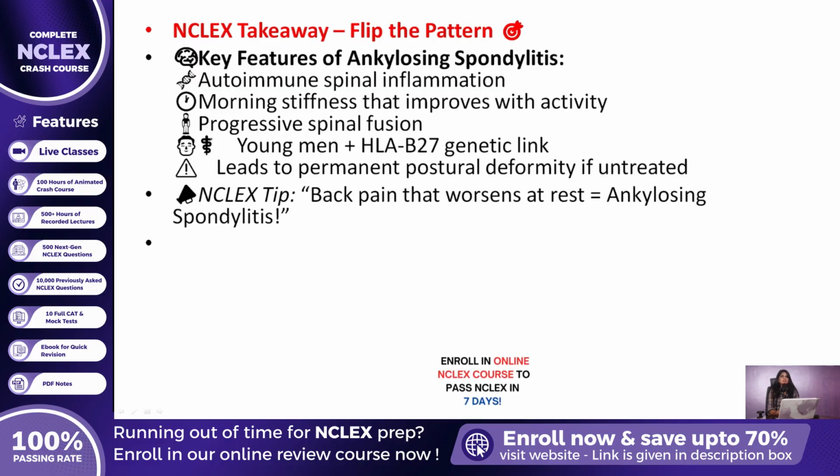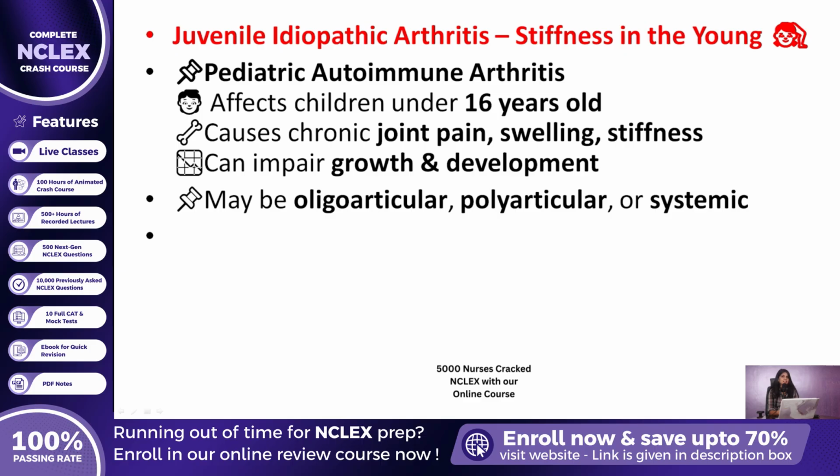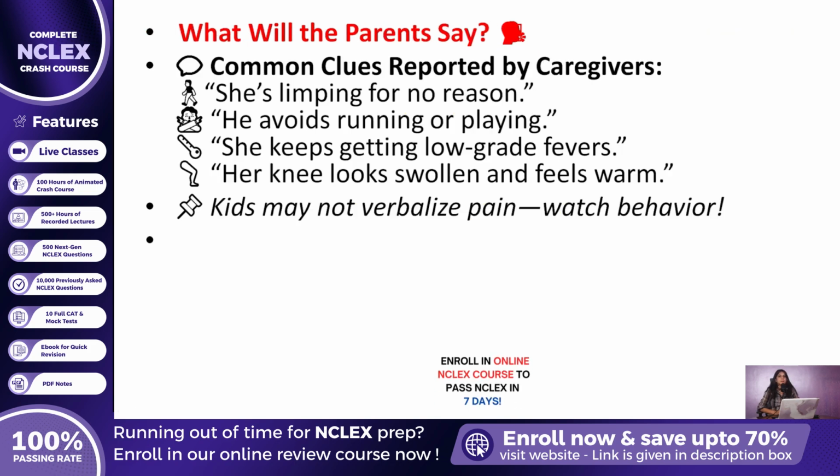Now, let us shine a light on a type of arthritis that many do not expect: juvenile idiopathic arthritis, or what I like to call stiffness in the young. This condition affects children under the age of 16 and can show up in a variety of ways depending on the subtype. Some children may have just a few joints involved, while others may experience full-body symptoms.